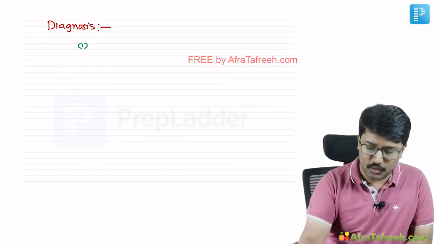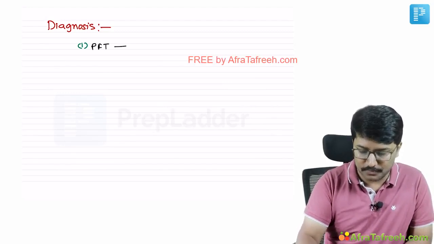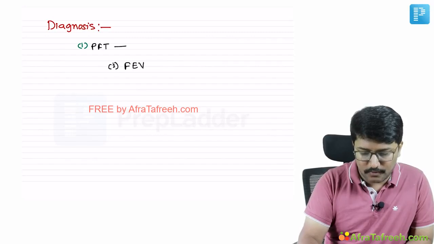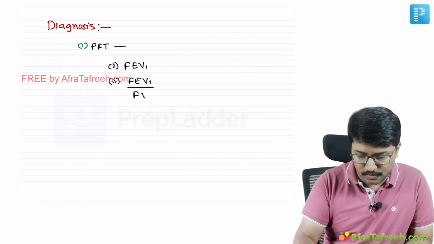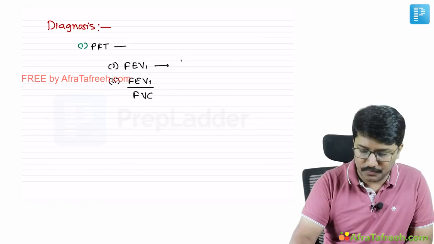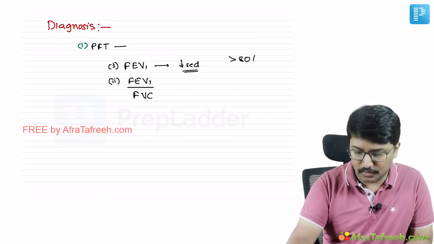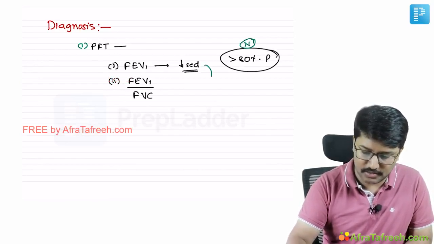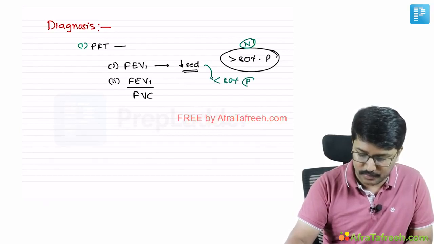Now, once you suspect, you need to look at the PFT. Now, when you do PFT, what are the observations we will be looking at? Number one, this is an obstructive lung disease, so we will be looking at FEV1. Then we will be looking at the FEV1 by FVC ratio to call it an obstructive lung disease. So FEV1 will be reduced. Normal is more than 80% of predicted. In COPD patients, it will be less than 80% of predicted.